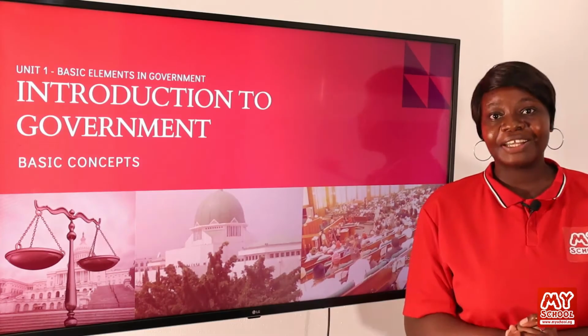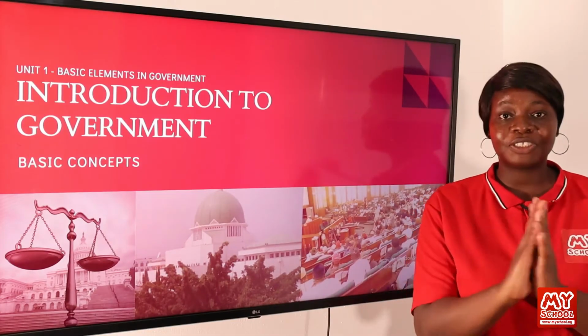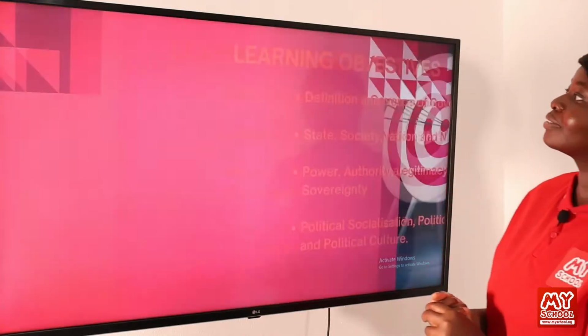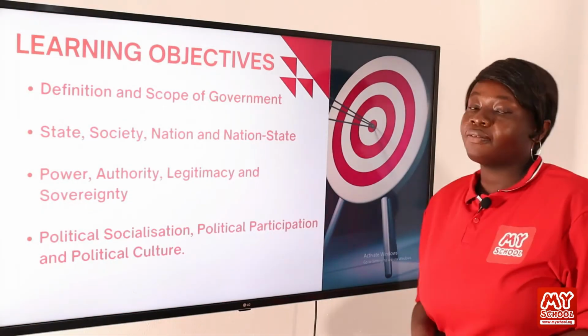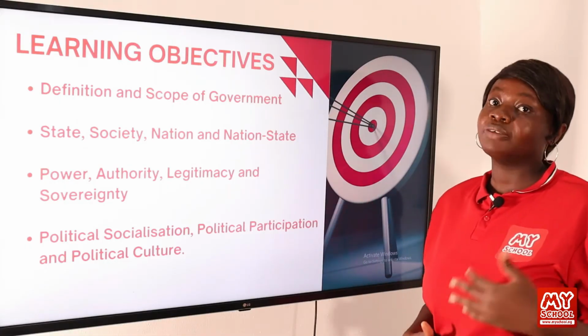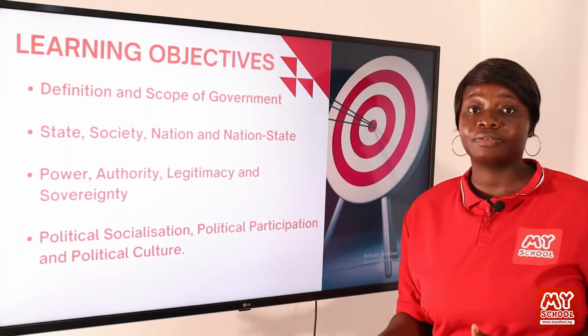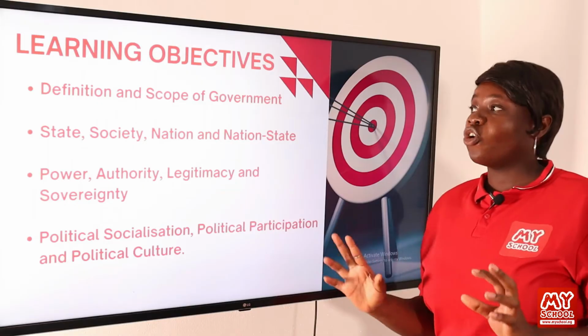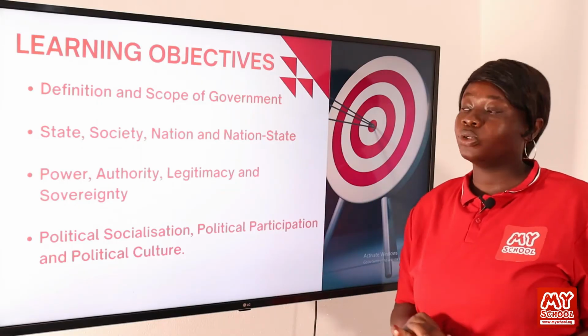Welcome back to my school channel. We're going to begin with the first segment of this video lesson, and we're going to begin with the learning objectives. For this lesson, we have 4 learning objectives. We're going to begin with the definition and scope of government, where we define government, we give the various definitions of government, and then we'll move on to those various areas of government that are covered by that particular terminology.